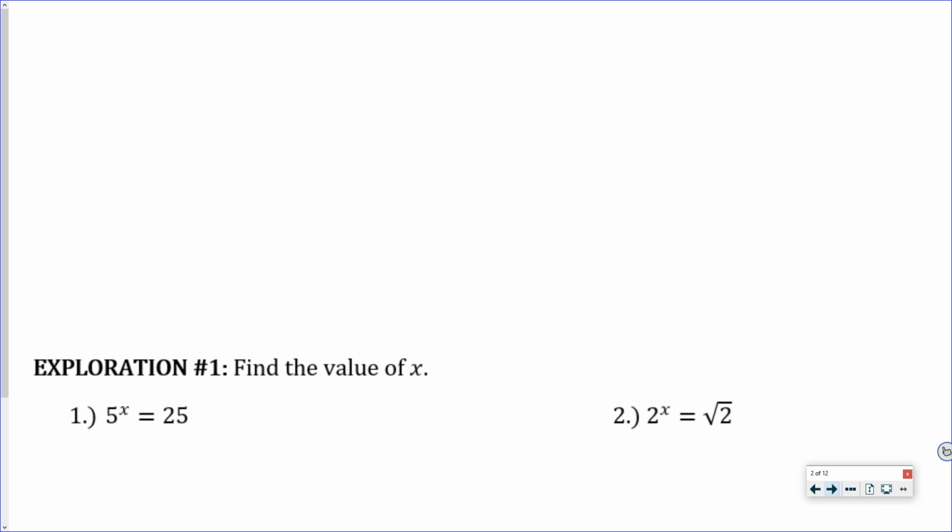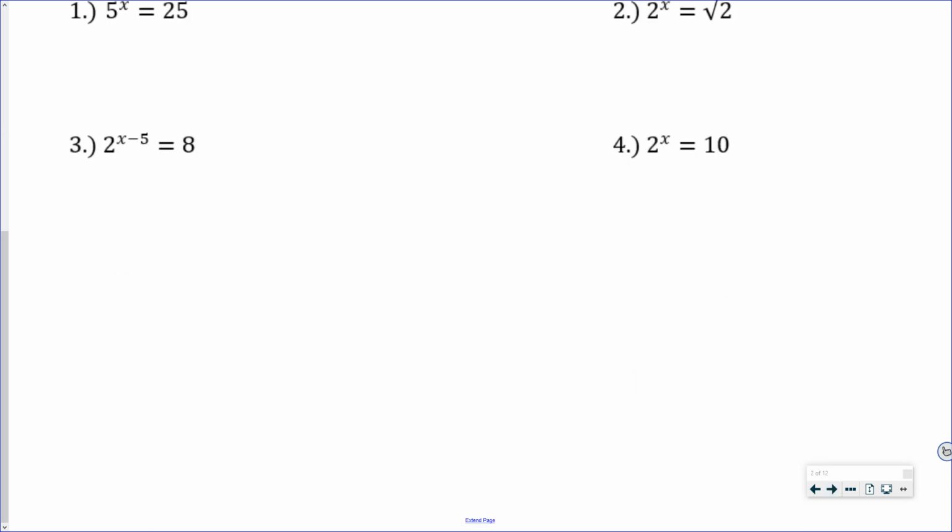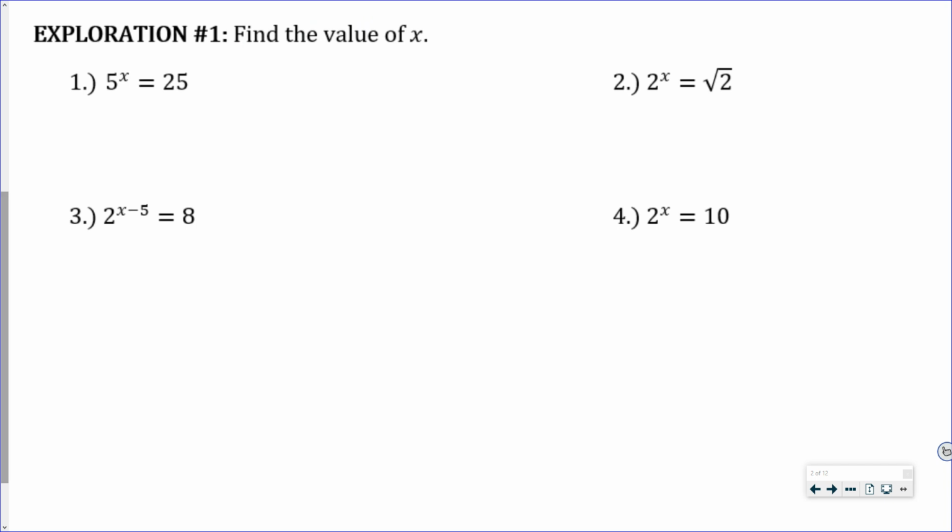Okay, here's your little exploration, as I call it. All 4 of these are technically examples of exponential equations because where is my variable? In the exponent. Yep. Now these ones you could probably figure out in your head. Like 5 to what power gives me 25. So I'm gonna let you try these first 4 before I teach you how to do it. See if you can figure it out.